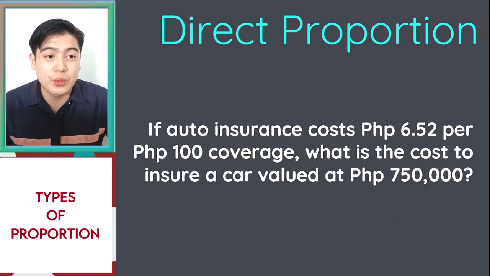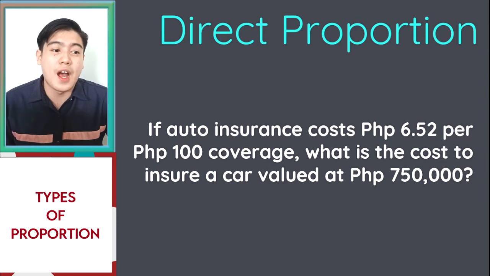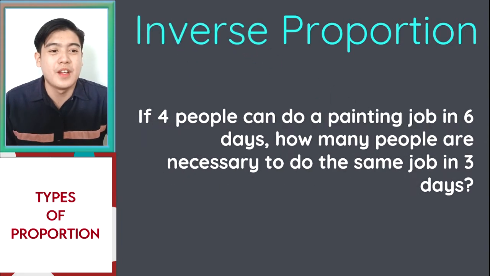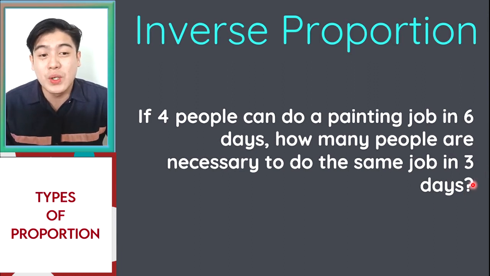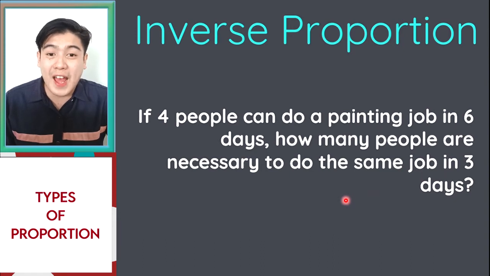So, number 2, the second type of proportion is inverse proportion. Dun sa problem natin kanina, if 4 people can do a painting job in 6 days, how many people are necessary to do the same job in 3 days? So for example dito, 4 people daw in 6 days. So obviously, kailangan natin ng madaming tao kung mas mababa yung days na kailangan nating matapos yung job. So, ibig sabihin nun, pag tumaas yung isang value, the other value will decrease or vice versa.